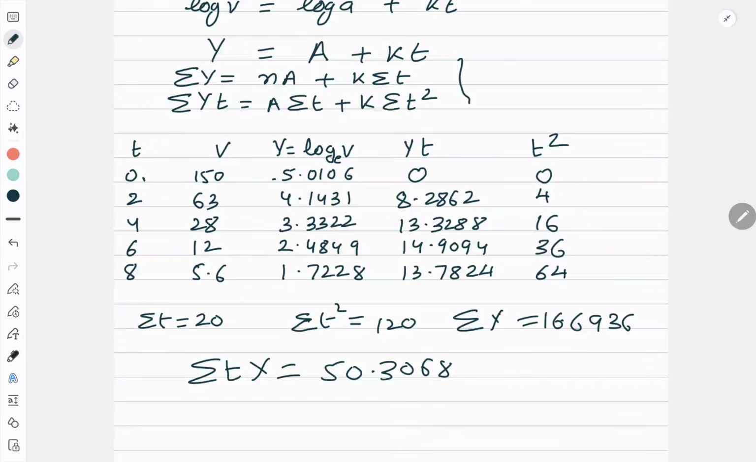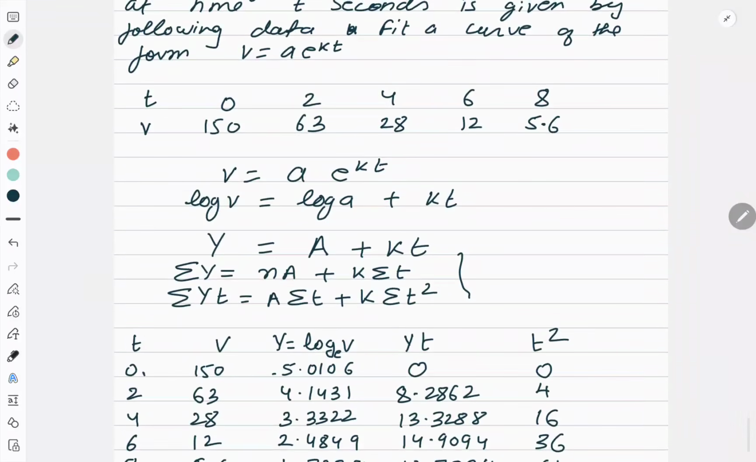So your final answer will be, I am writing the final answer, that capital A will be 4.98 and small a will be 146.28. Okay, and then you can write the final answer as V is equal to 146.2 e to the power minus 0.4117t. Right? So this is how we can do the exponential curve.